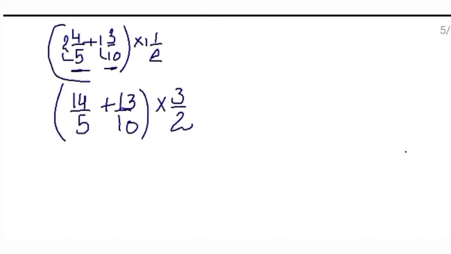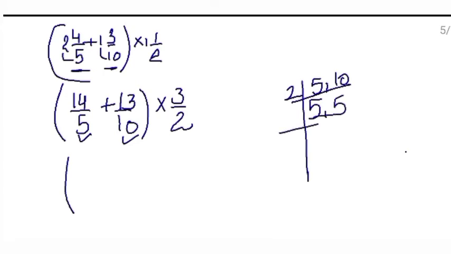Now firstly solve the bracket, because according to BODMAS we solve the bracket first. Denominators are different, so you will make them equal by taking LCM. How do you take LCM? Let's check it. 5 as it is, 2 5s are 10, 5 ones are 5, 5 ones are 5. So the LCM is 5 2s are 10.